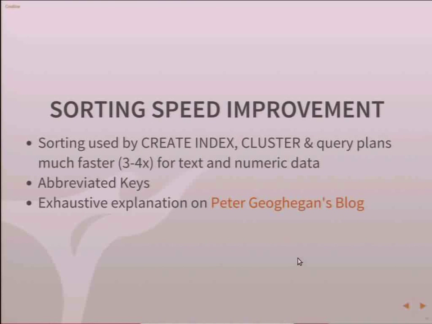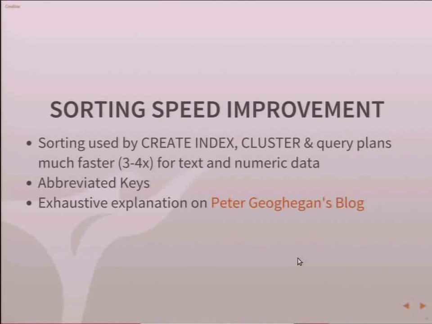And Peter Geoghegan talked to me about this. I would have completely looked over this. I didn't even realize it was as significant a feature as it was. There's been some significant improvement in sorting speeds, and this affects creating indexes, but also, if you ever look at your explain plan, you see a lot of sorting in there. If you have text and numeric data, which is usually the majority of people's data now, you can see a tremendous speedup in query speeds.